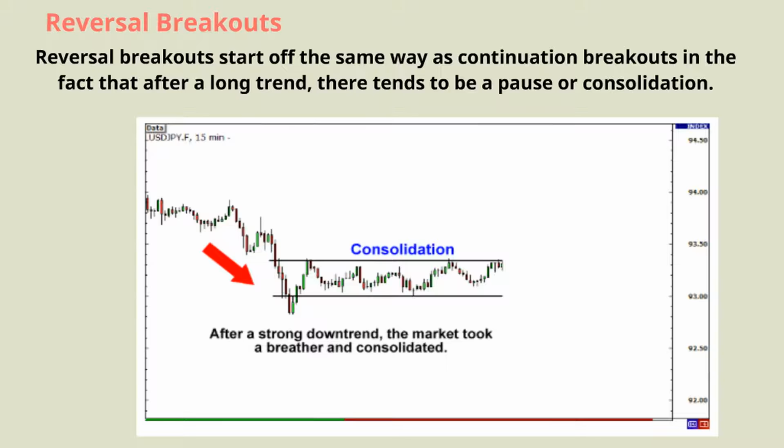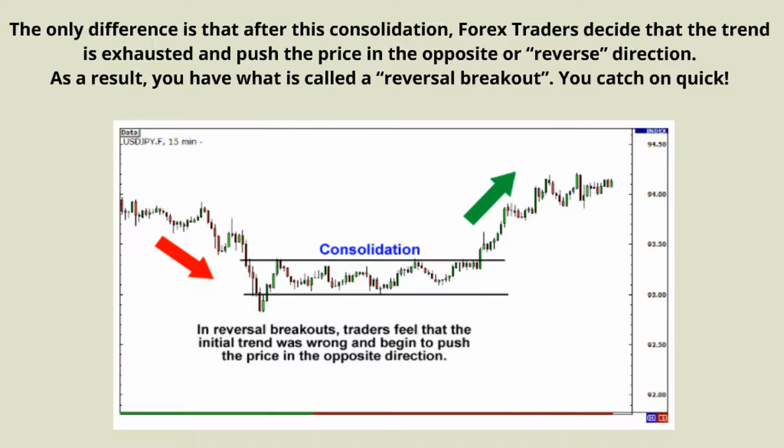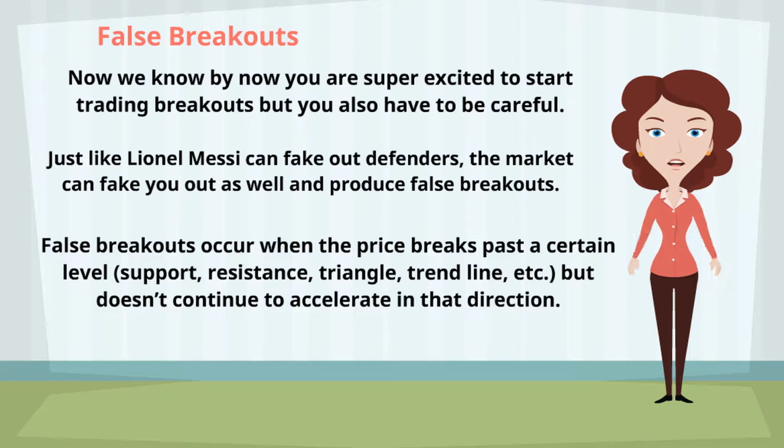Reversal breakouts. Reversal breakouts start off the same way as continuation breakouts in the fact that after a long trend, there tends to be a pause or consolidation. The only difference is that after this consolidation, Forex traders decide that the trend is exhausted and push the price in the opposite or reverse direction. As a result, you have what is called a reversal breakout. You catch on quick.